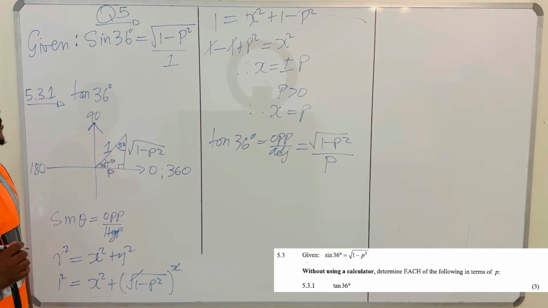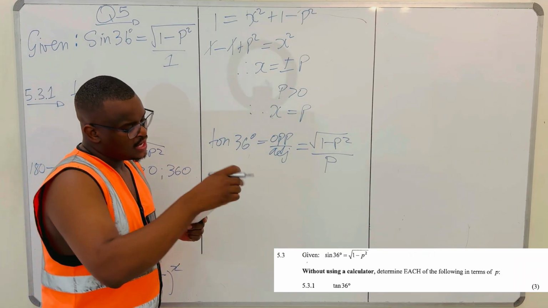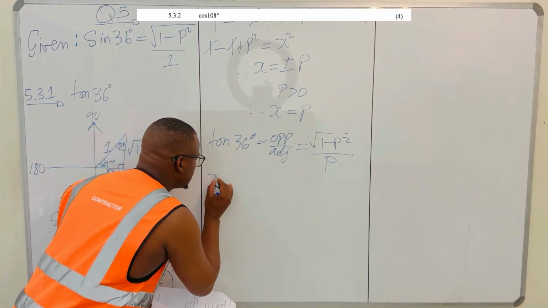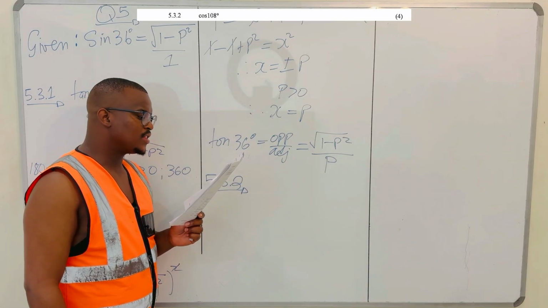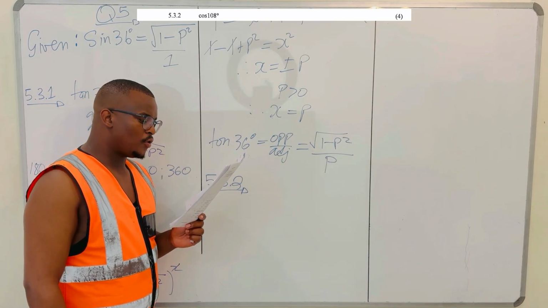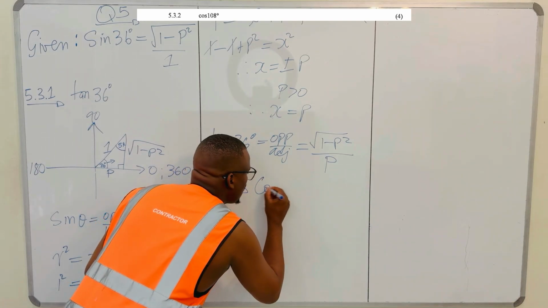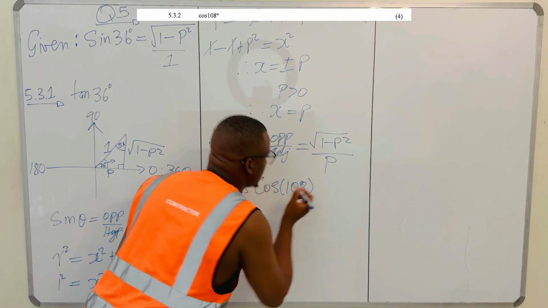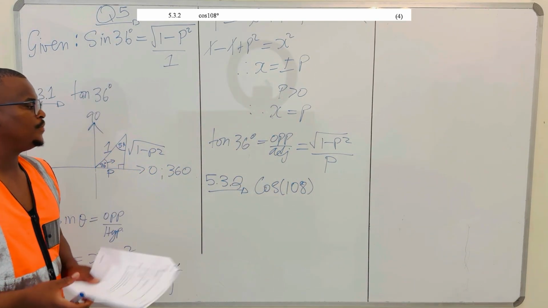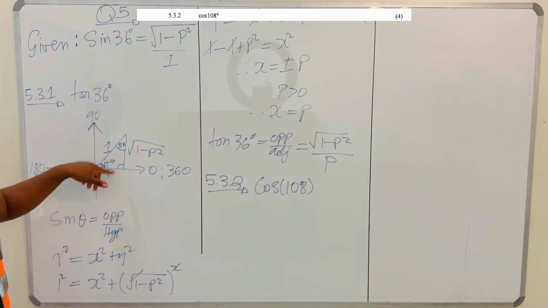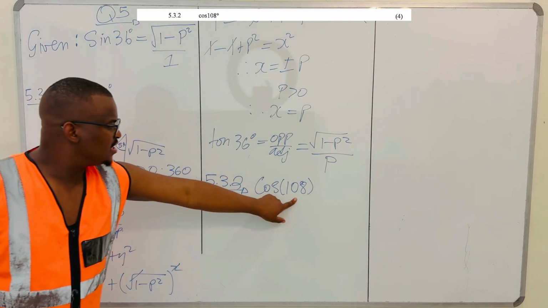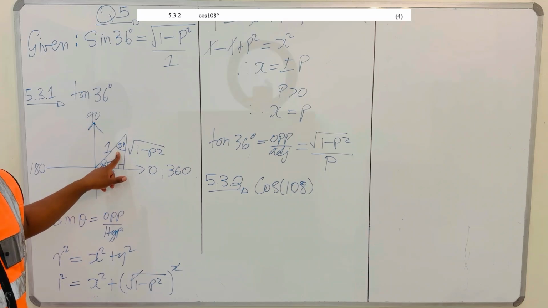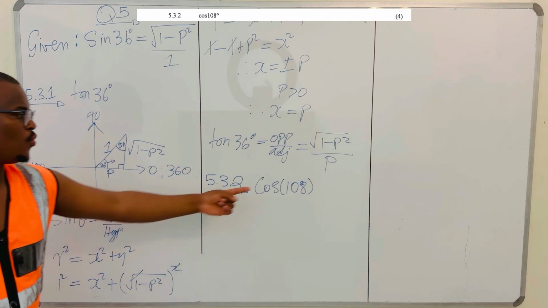Then you move to the next one. They say 5.3.2. They are saying now, determine without using calculator each of the following in terms of p. So they want you to find cos 108. So what you need to do is to relate this to any of those triangles that are there, to any of those two angles that you have there. But if you look at 108, it is double of 54. So if you say 54 times 2, you get your 108.